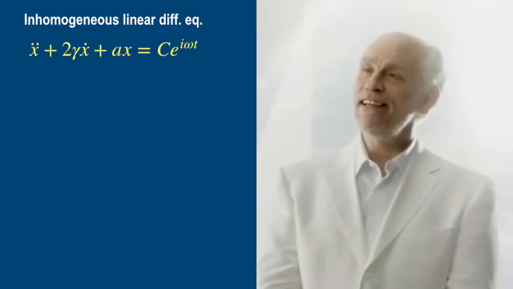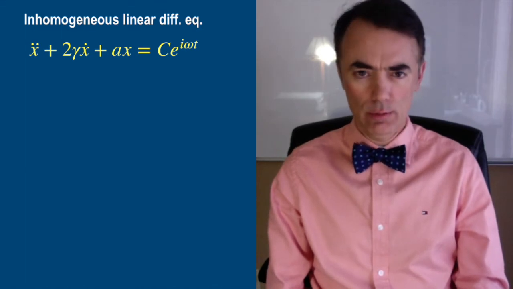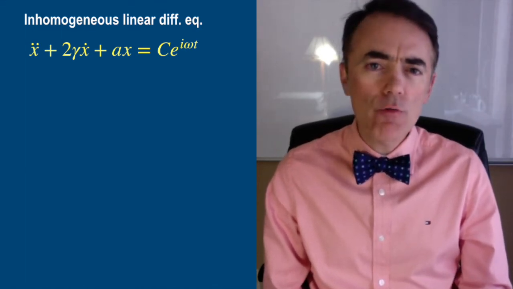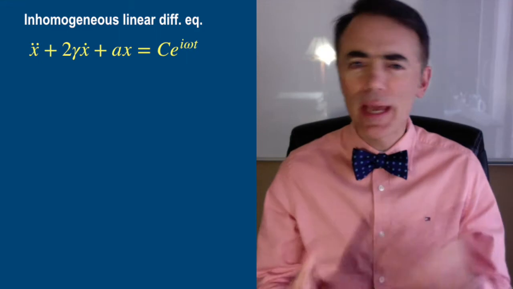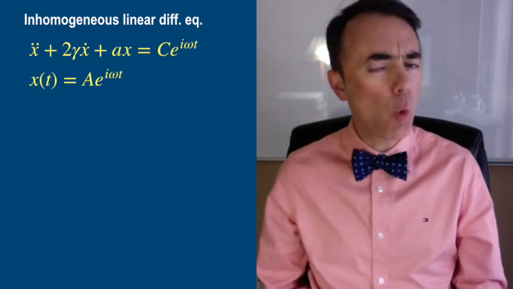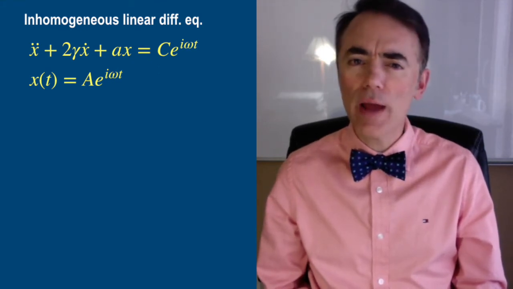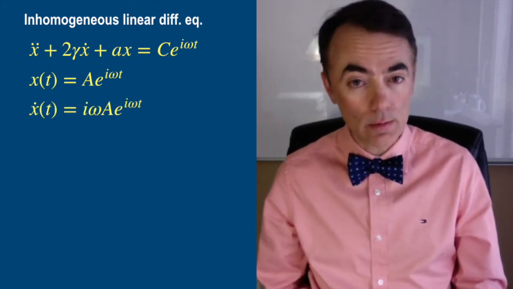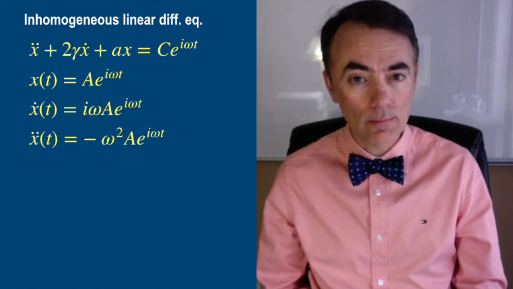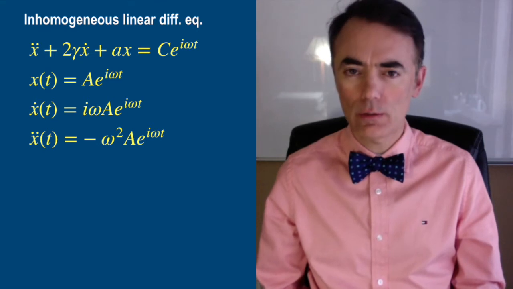Well, make an educated guess. We have to guess a solution. From what we've seen so far, I'm going to guess an exponential such as x equals A times e to the i omega t. To check whether this is a solution, I will differentiate it once and twice and substitute into the differential equation.